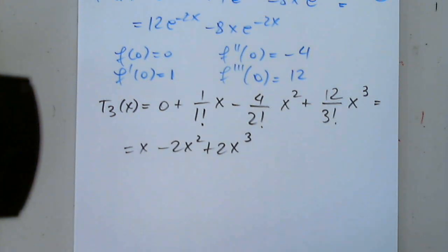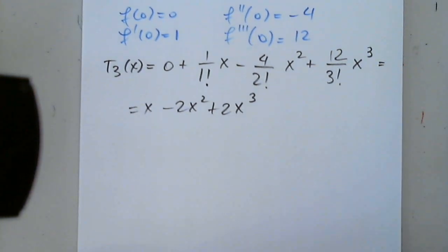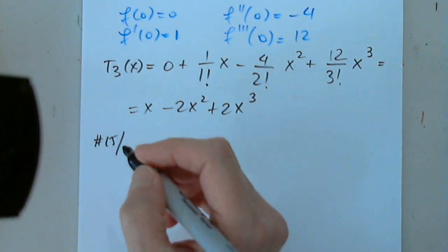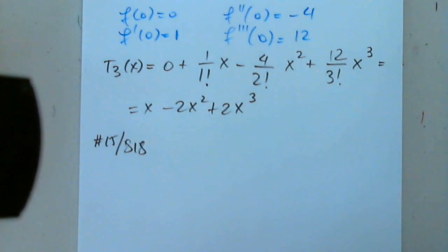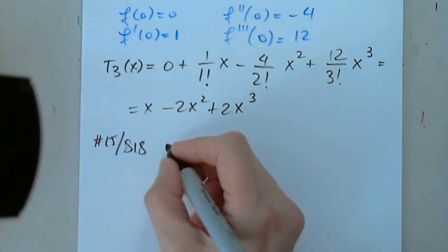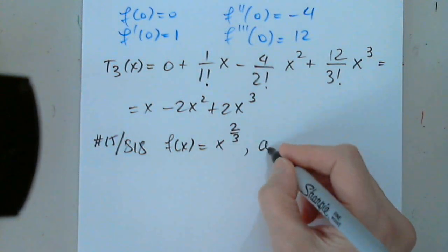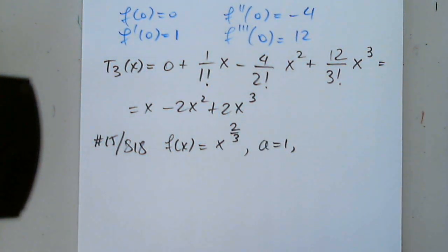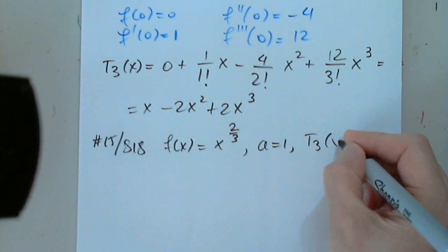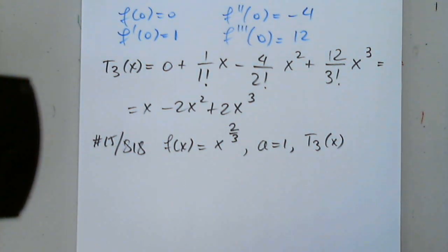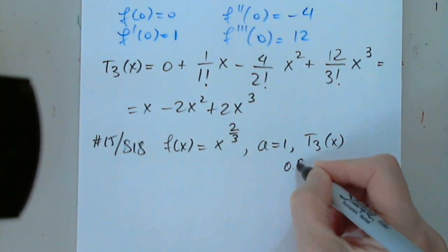Okay, number 15. And this is still on page 818. And we have f of x equals x to 2/3. They want a equals 1. They also said n equals 3. So again, we are asked to find t3. And we are given the interval for x, 0.8 to 1.2.